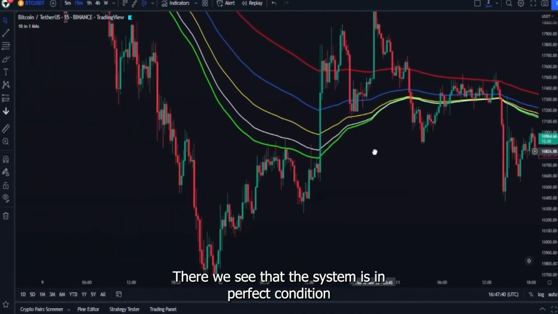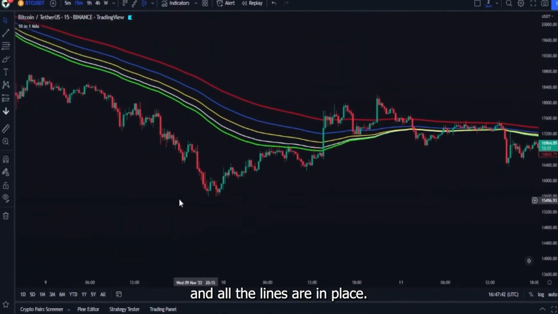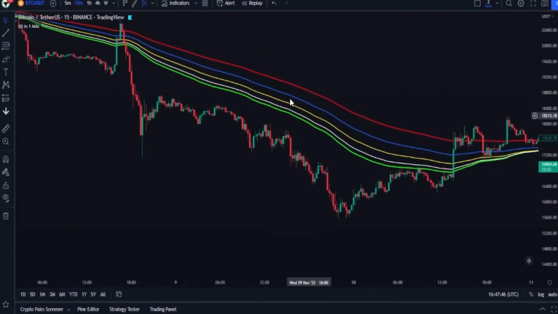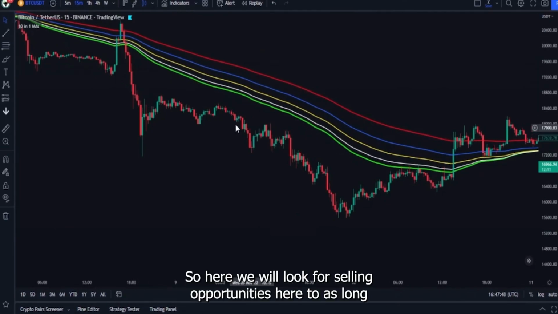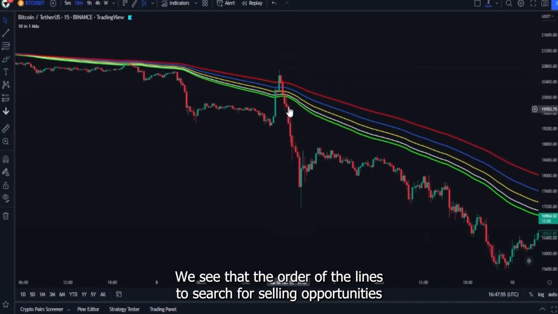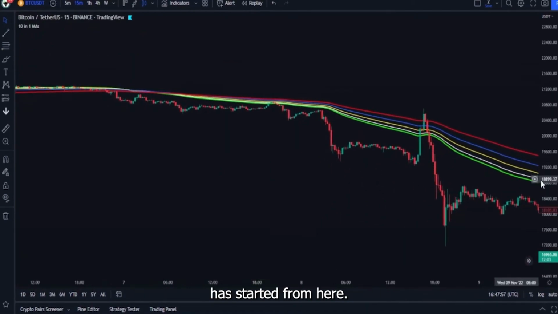There we see that the system is in perfect condition and all the lines are in place. The red line is the upper line and the green line is the lower one. So here we will look for selling opportunities. Here too, as long as the candles are back below the lines, we can look for selling opportunities. We see that the order of the lines to search for selling opportunities has started from here.